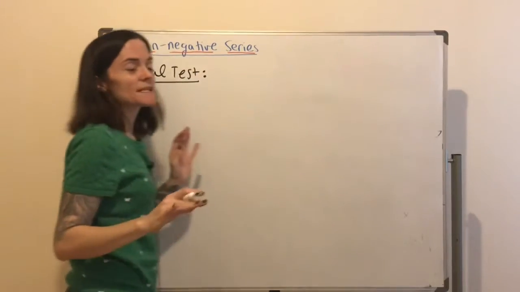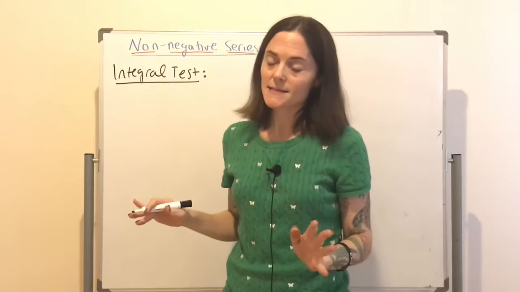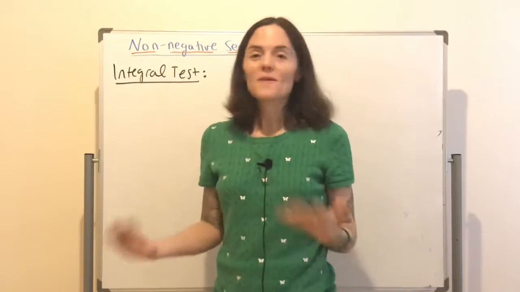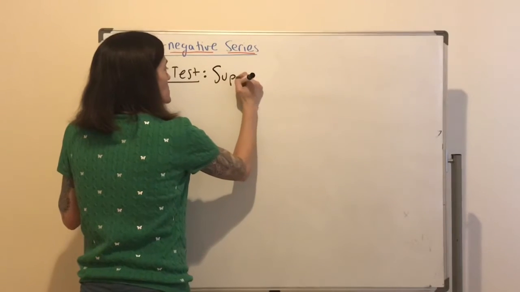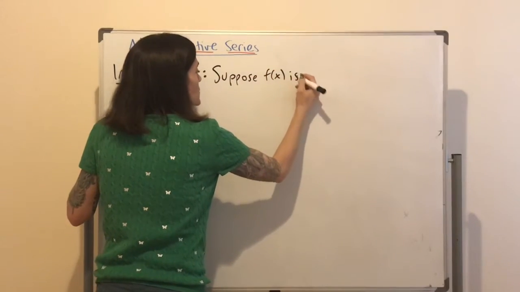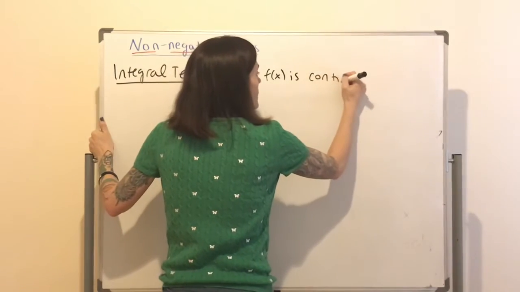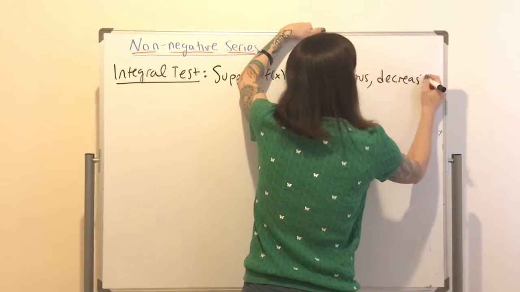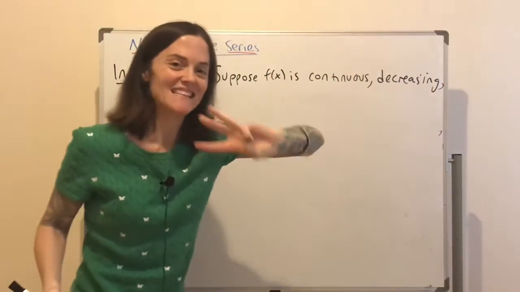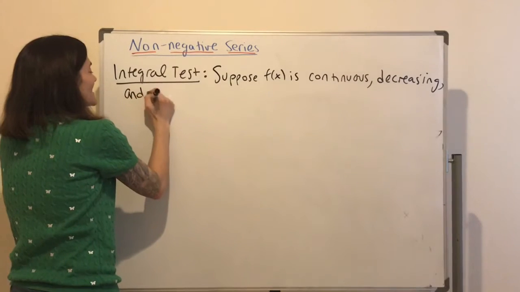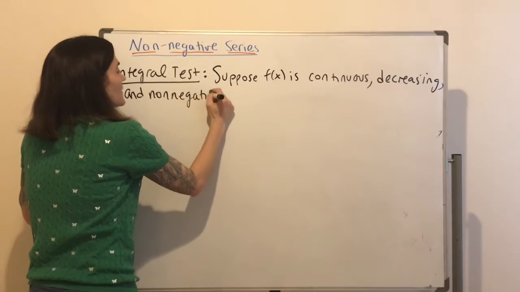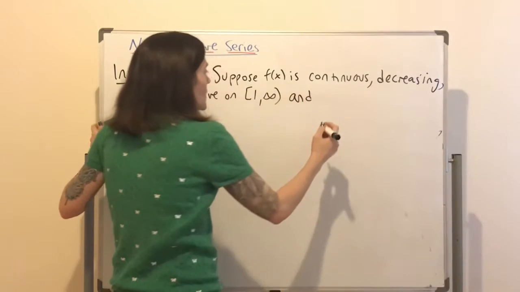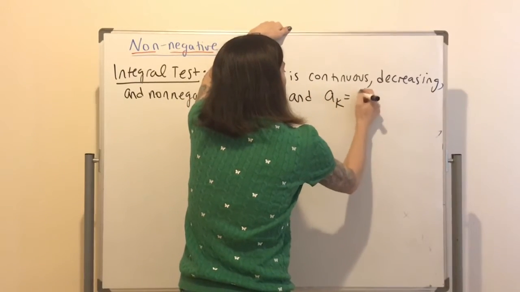Every single test we learn has some hypotheses, and you have to make sure that whatever series you're using satisfies them, otherwise you can't use the test. So for the integral test, we suppose f of x, and we need three things: continuous, decreasing, and non-negative on 1 to infinity, and let's say a_k is f of k.